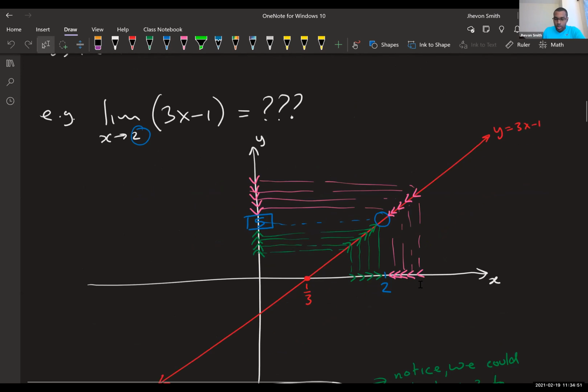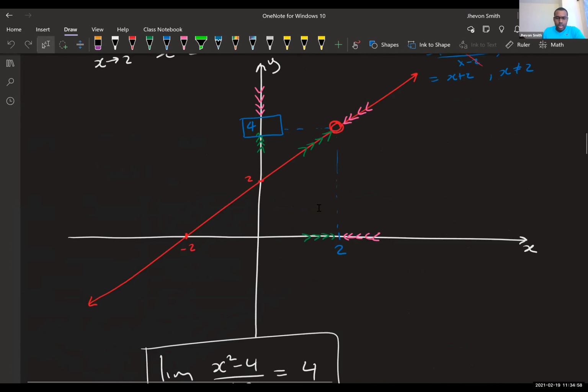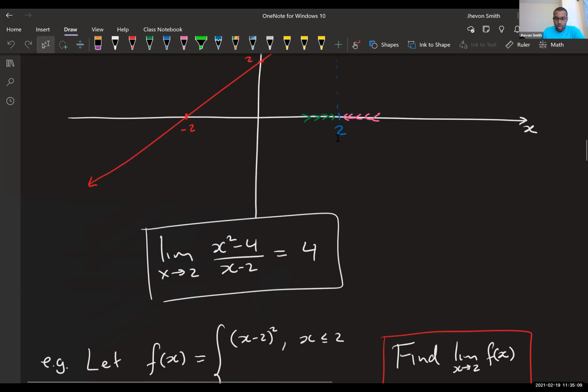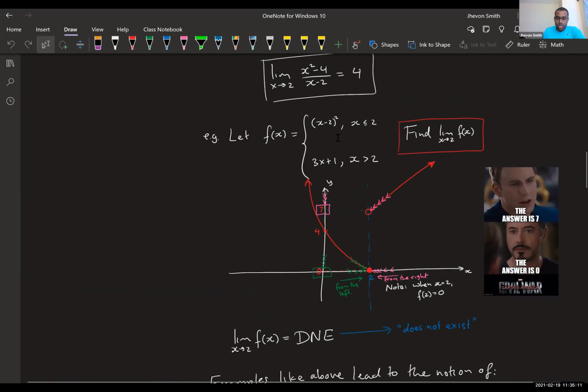We looked at some examples. As we get close to 2 from the left or the right, we realize that the y value went closer to 5. Here was another example where we weren't defined at 2, but the limit doesn't care. We realize that as we get closer from the left or the right, the y value approached 4, so the answer was 4.